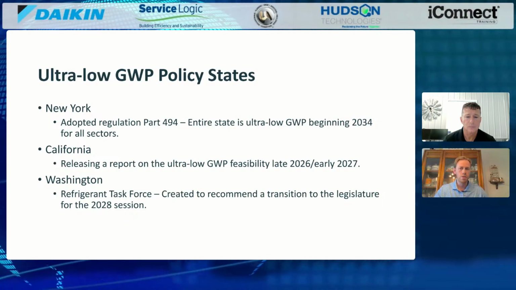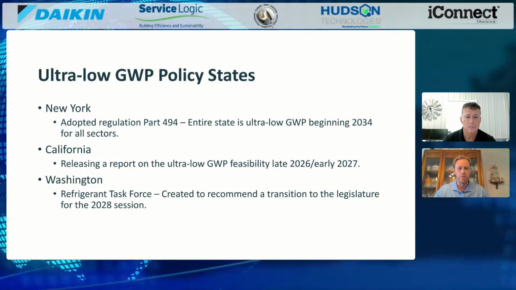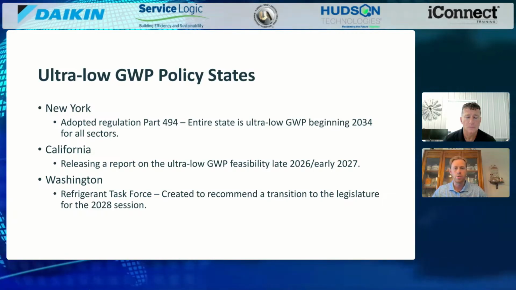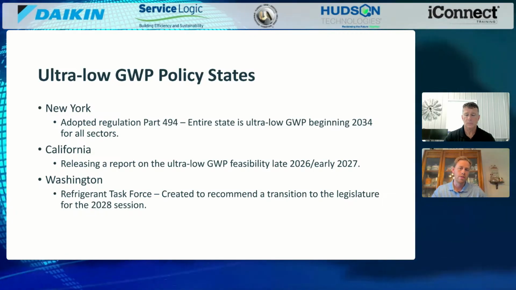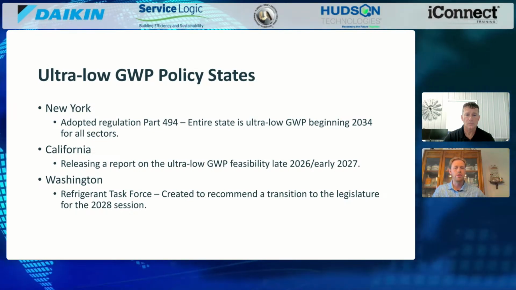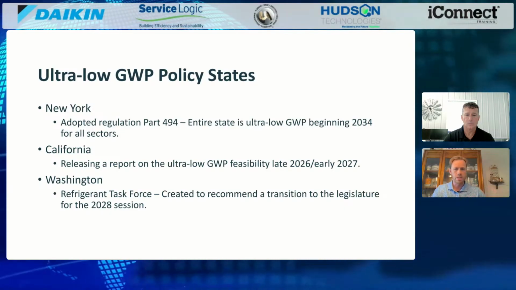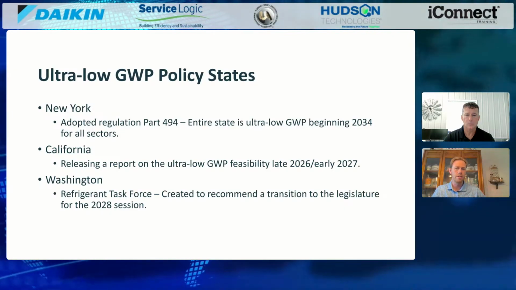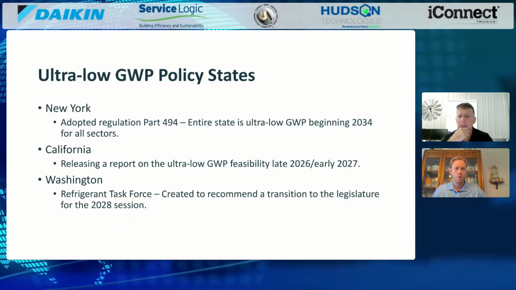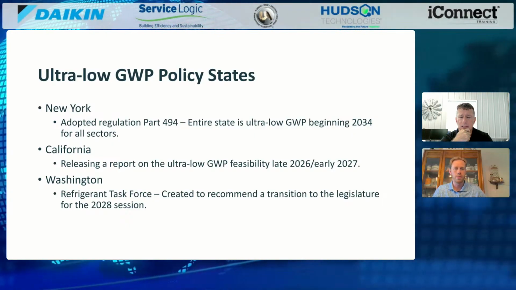So, to give you an idea, I moved the slide over to show the three states that are looking at ultra low GWP policies right now. So New York has the adopted one, like you talked about. There are transitions, but the entire state will be ultra low GWP beginning in 2034. January 1, 2034, every single sector will be ultra low GWP.